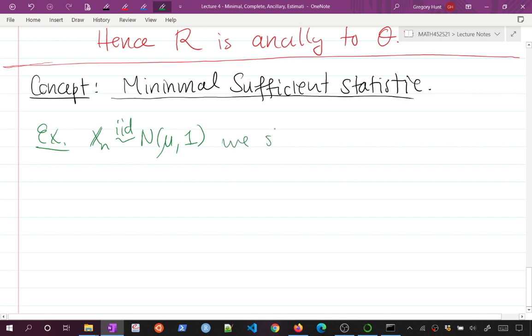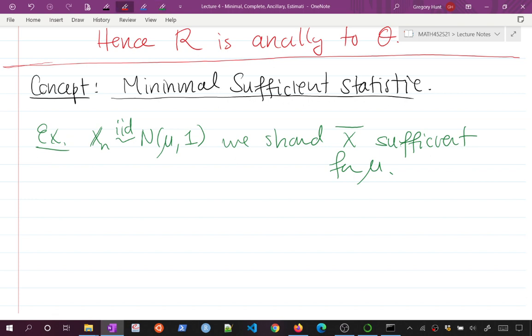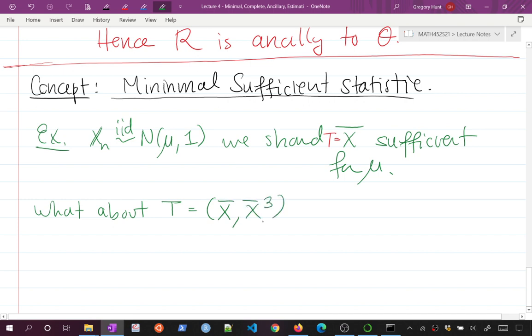Anyways, as an aside. Assume I have some normal data. We showed that x bar was sufficient for mu. So we could say T is equal to x bar. My statistic T equals x bar is sufficient for mu. What about a two-dimensional statistic? T equals x bar, and then let's look at x bar to the third power. Is that sufficient for mu?